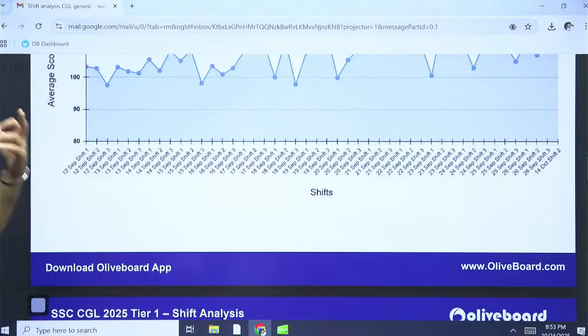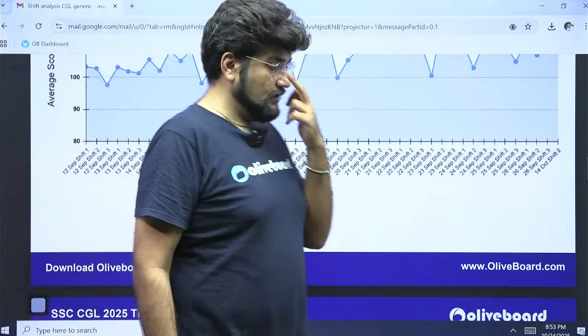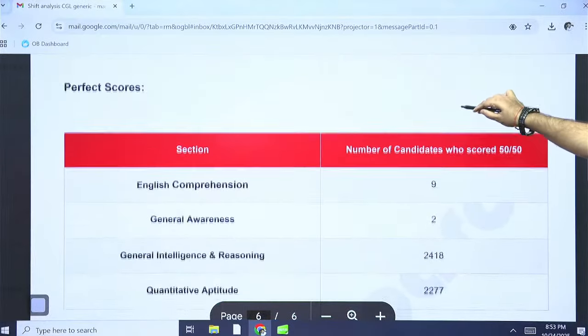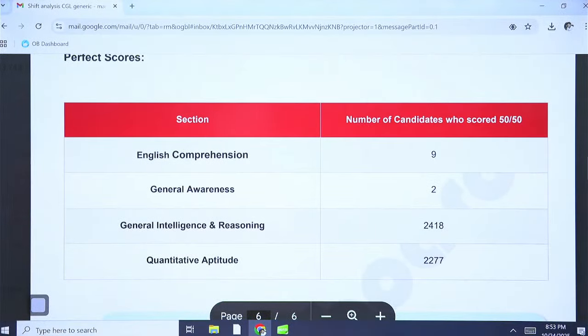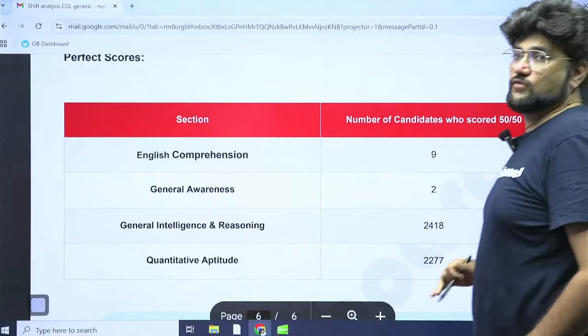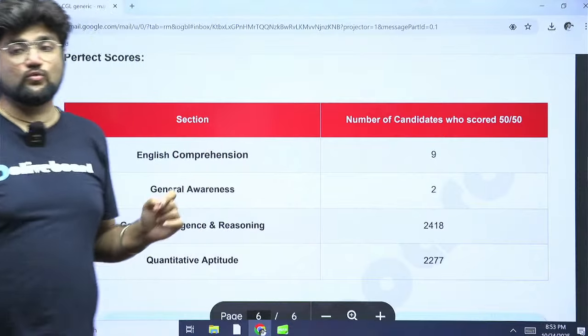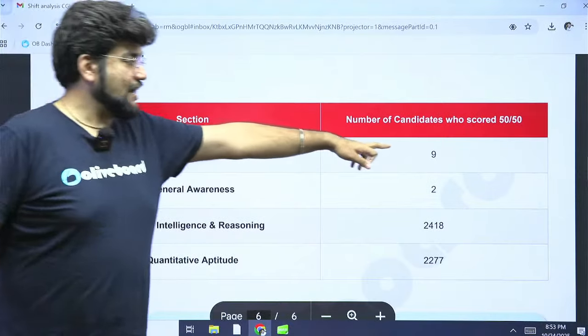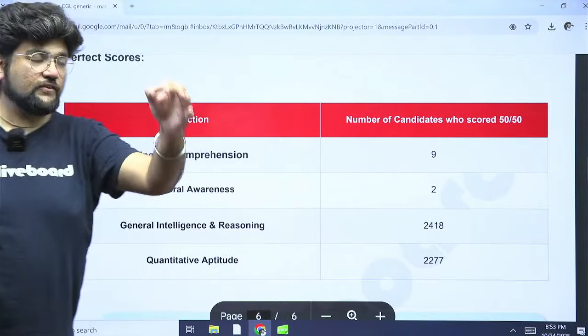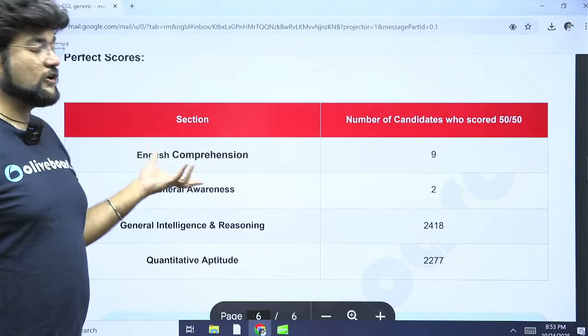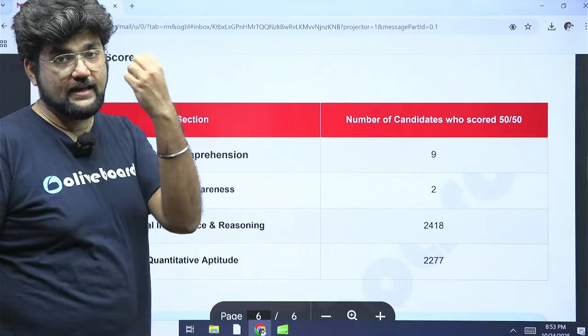Now the interesting part, since you have stuck around with me till the end, I will reveal it to you. The interesting part is perfect scores. If you look at English comprehension, out of the 82,706 students in the data, 9 students have scored a perfect 50 on 50 in English. There were 2 students who have scored 50 on 50 in general awareness. This was an eye-opener for me also.